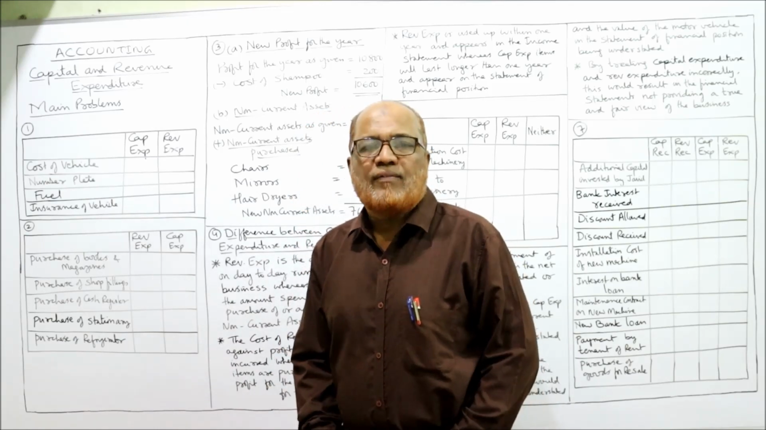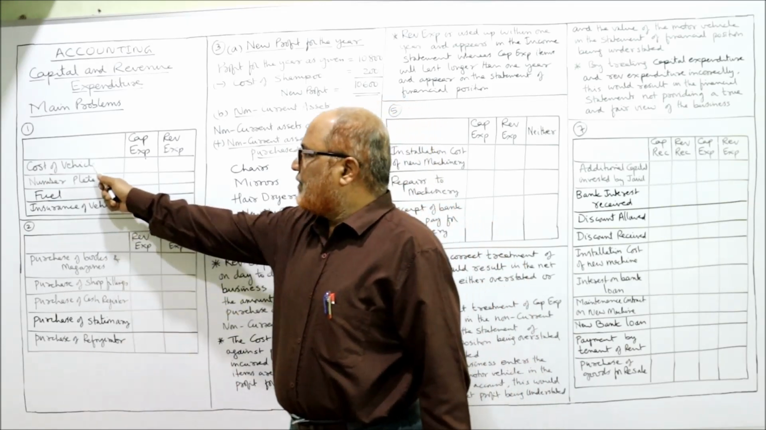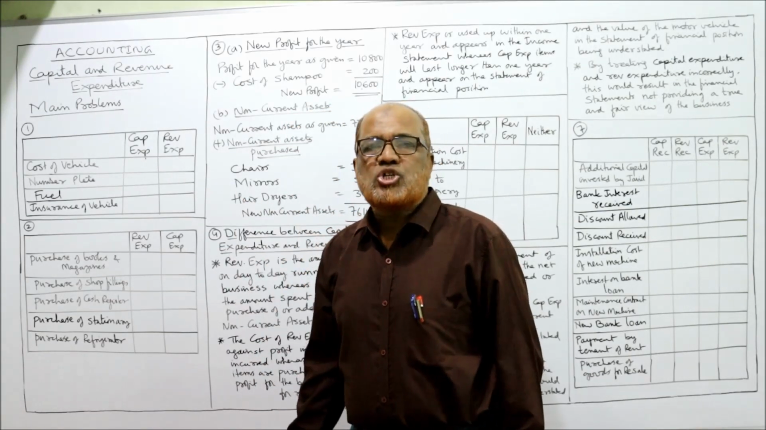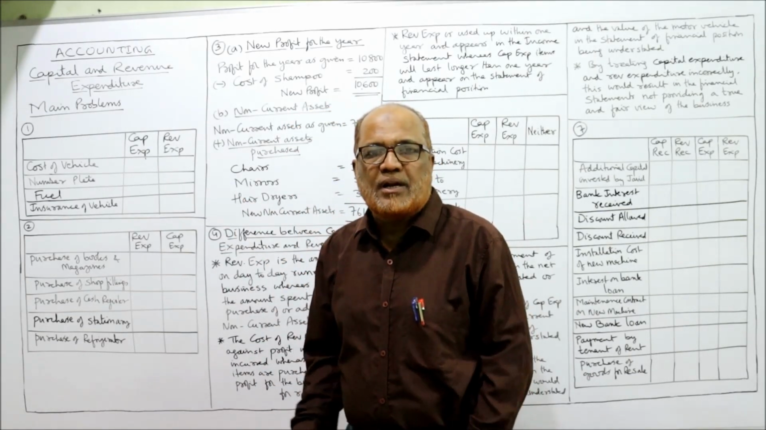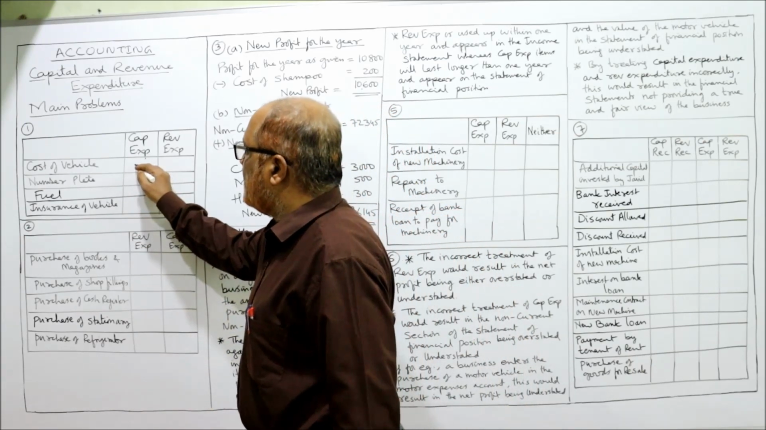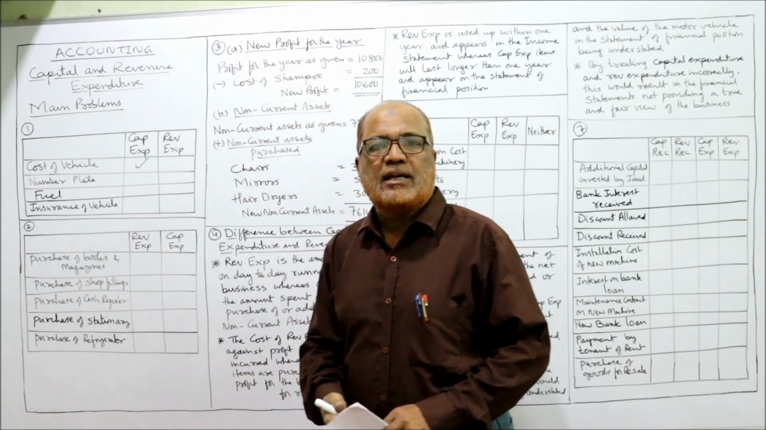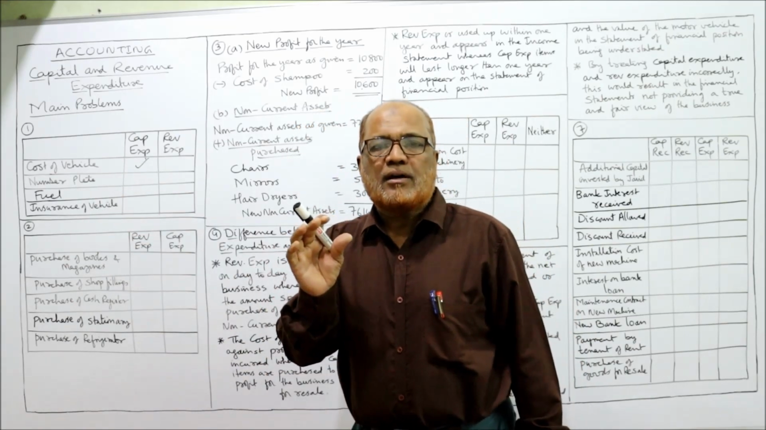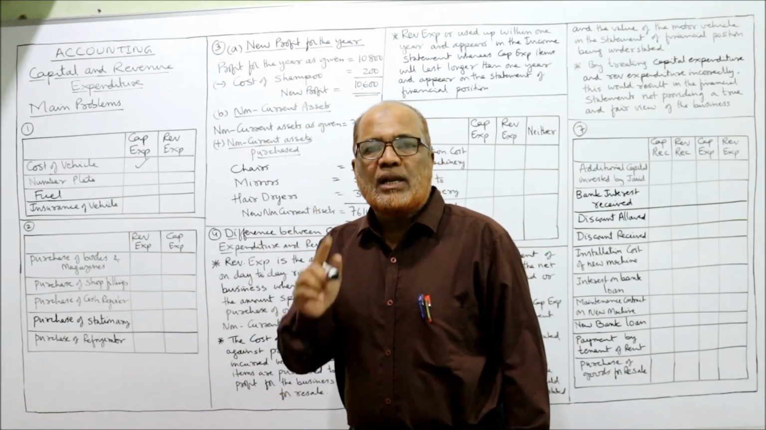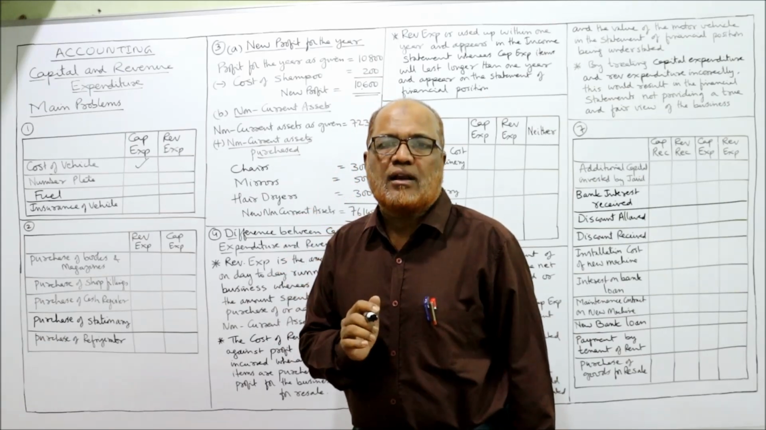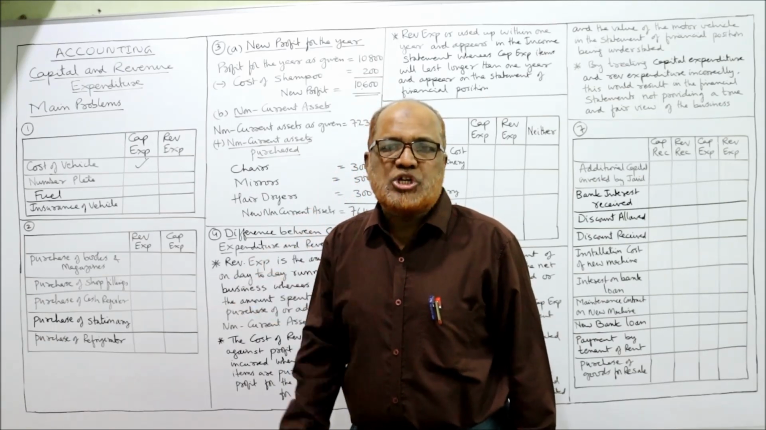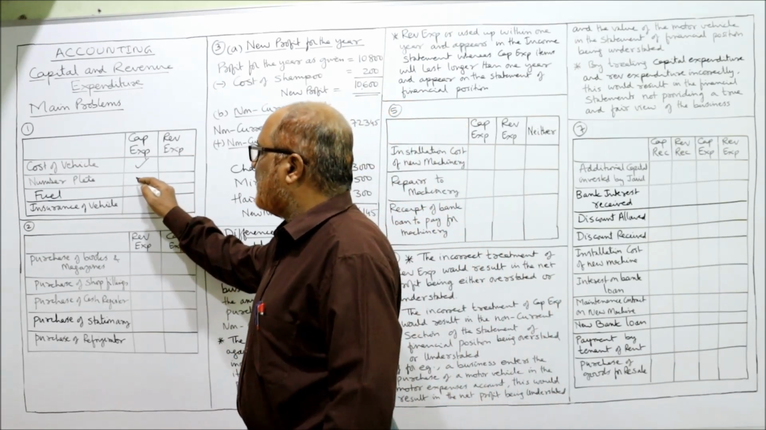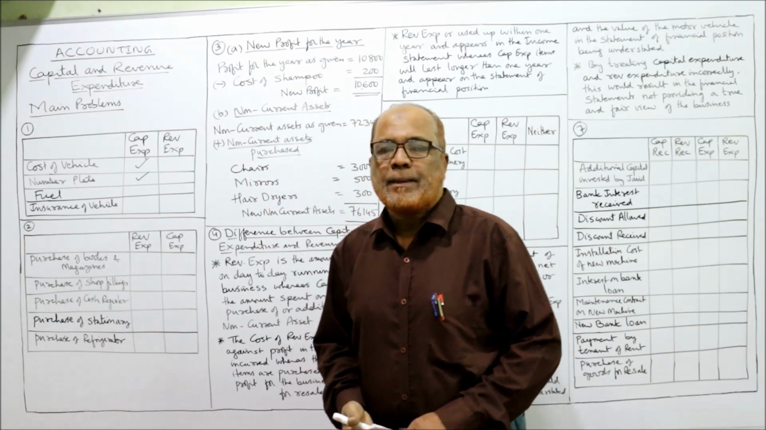The cost of vehicle is a non-current asset. When a non-current asset is purchased, it is a capital expenditure. So put a tick in capital expenditure. Secondly, number plate. Number plate will be fixed only once at the time of buying the vehicle. It will not be frequently changed. So number plate is also a capital expenditure. Put a tick in capital expenditure.